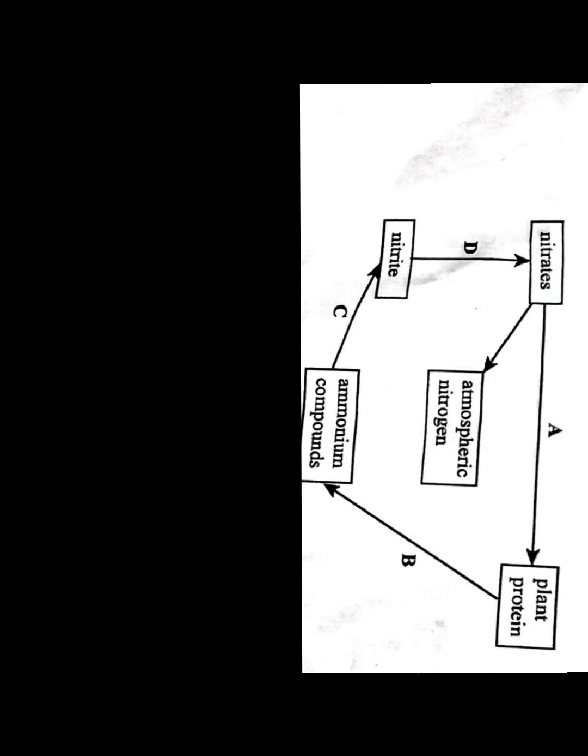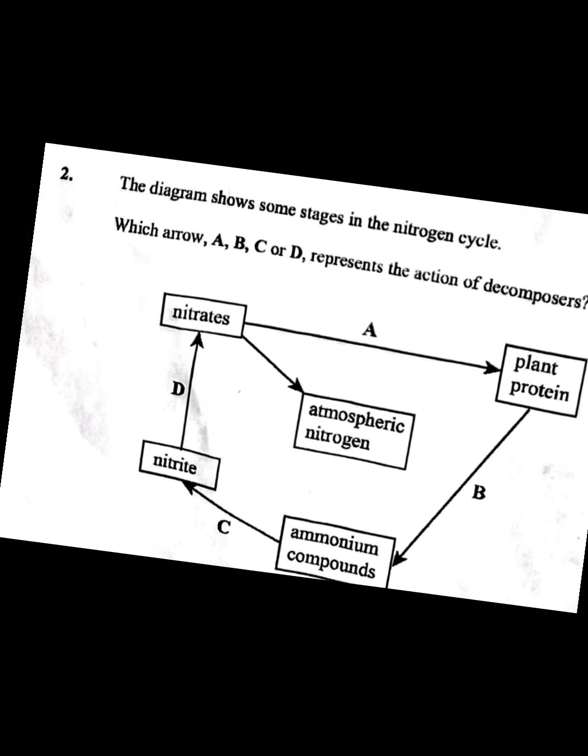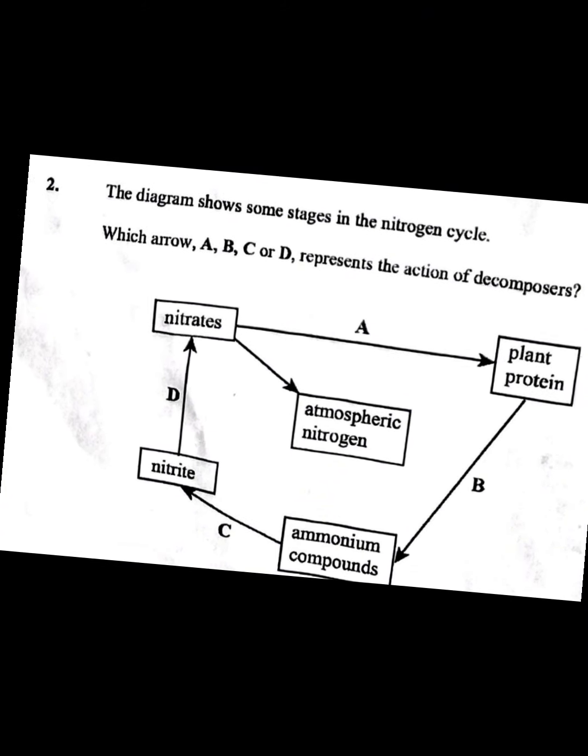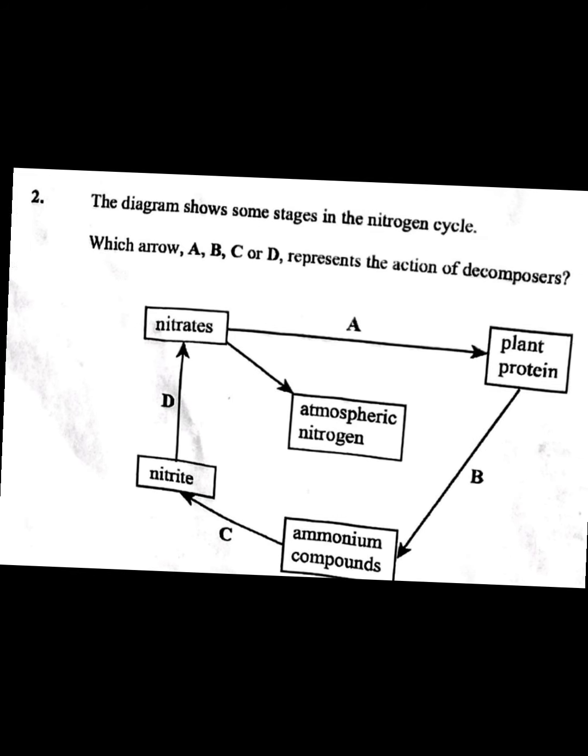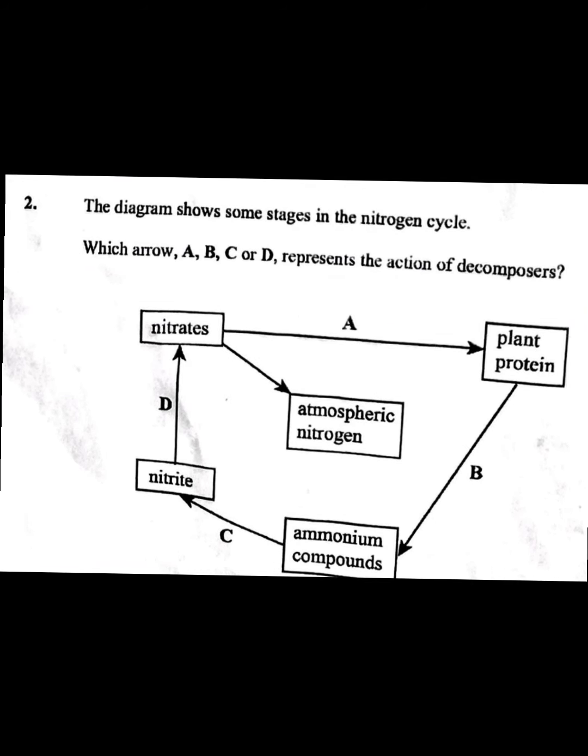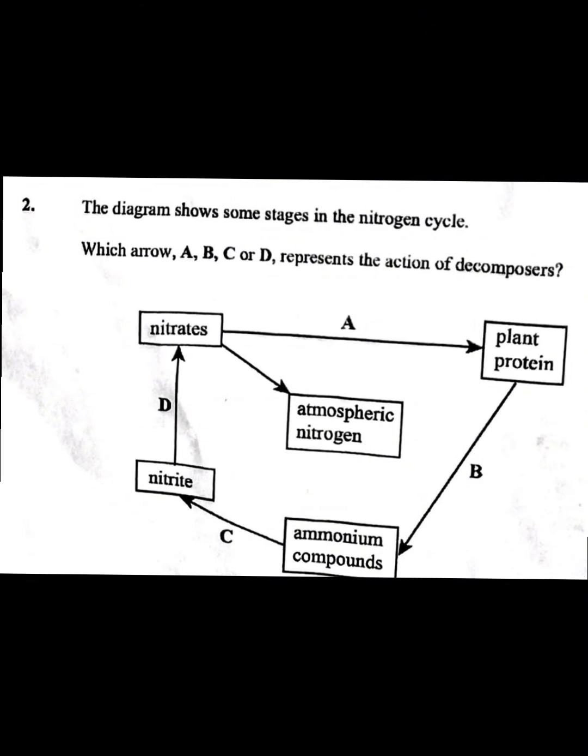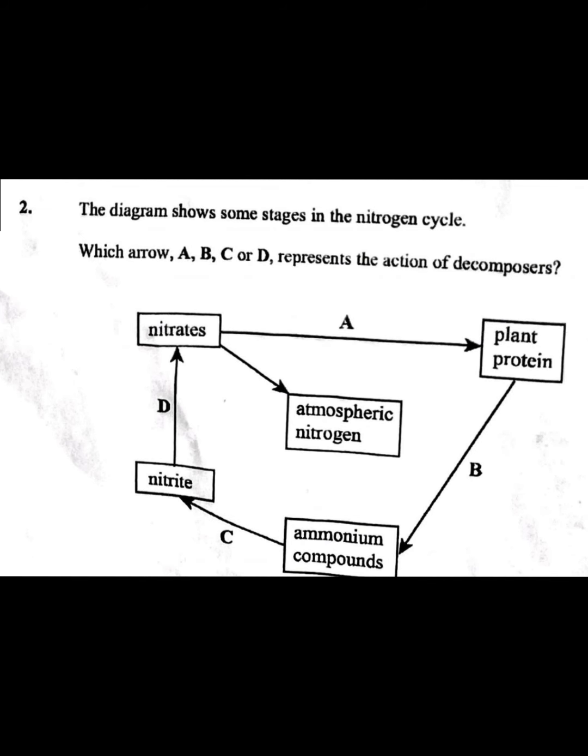Also in November 2020, the second question was on nitrogen cycle. The question is reading, diagram shows some stages in nitrogen cycle. Which arrow, A, B, C, or D, represents the action of decomposers? So the correct answer is going to be B, which is ammonification. Ammonification is the process of converting organic nitrogen compounds such as proteins into ammonia through the action of decomposers such as fungi and bacteria.